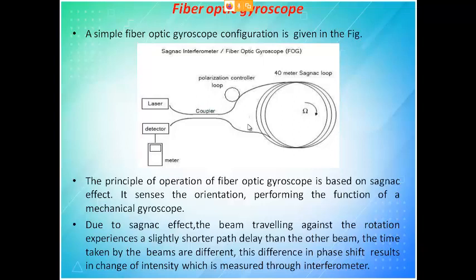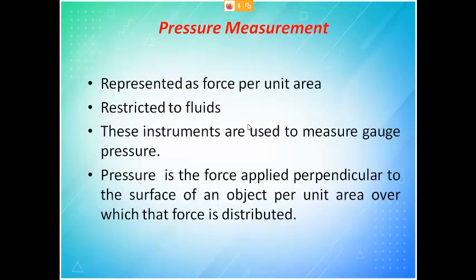The principle of operation of the fiber optic gyroscope is based on the Sagnac effect, which senses the orientation. It will try to rotate and compress, performing the function of a mechanical gyroscope in electrical form, whereas mechanical is where there is any moving part. Due to the Sagnac effect, the beam traveling against the rotation experiences a slightly shorter path delay than the other beam. The difference in the phase shift results in a change in intensity, which is measured. Okay, now let us move on to the second topic, which is called pressure measurement.